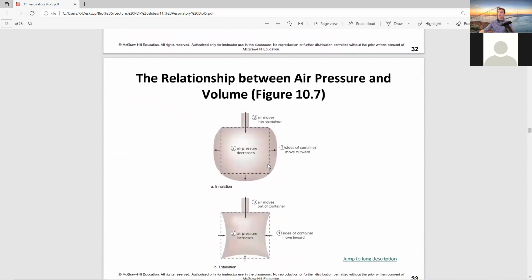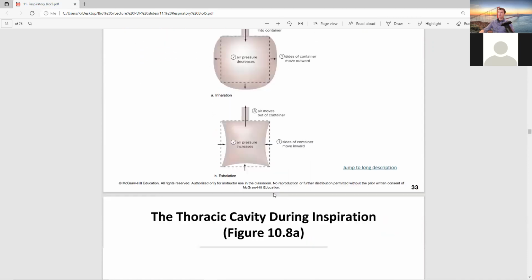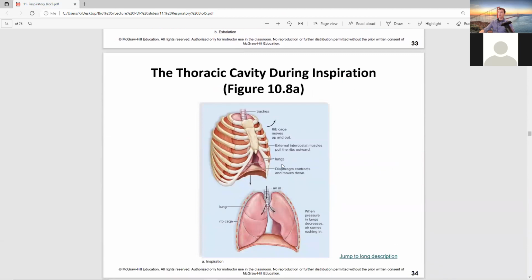And that's sort of illustrated here. If you can imagine a container, as the size of the container moves outward, the air pressure decreases, and now air moves into the container. Reversely, if the size of the container moves inward, air pressure increases, and now air moves out of the container. This is the same thing for the lungs. As the rib cage moves up and out, the external intercostal muscles pull the ribs outward, and the diaphragm contracts and moves down. So when pressure in the lungs decreases, air comes rushing in.